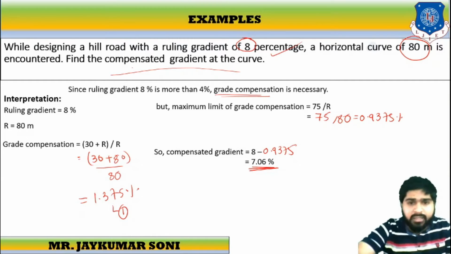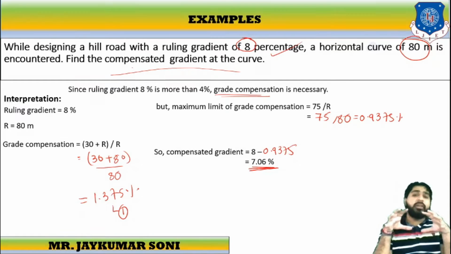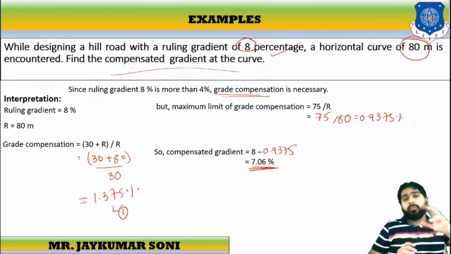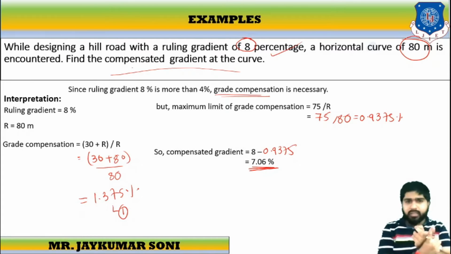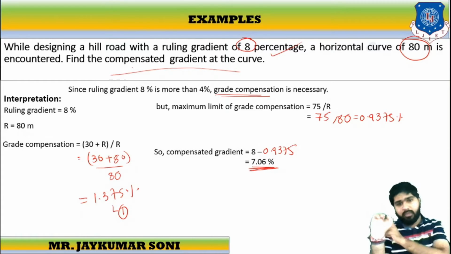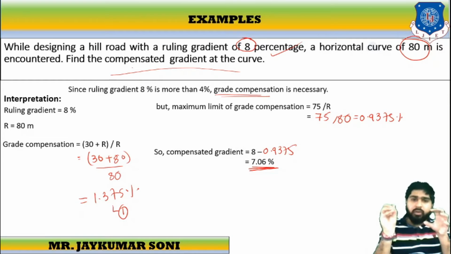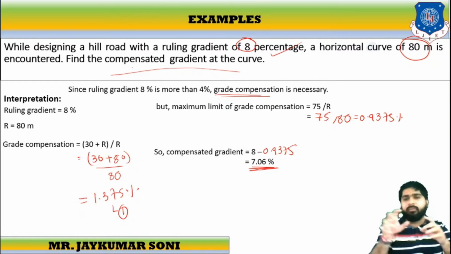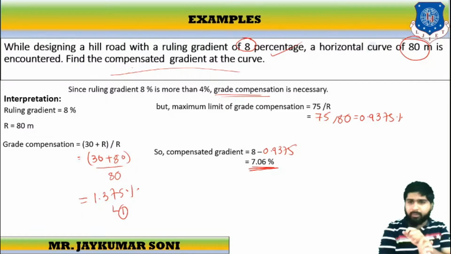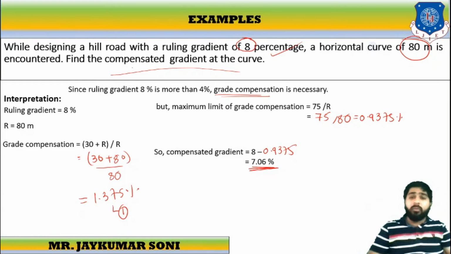So grade compensation means the gradient that you are provided, you have to reduce that gradient. To reduce that gradient, you have to put two equations, grade compensation and the maximum limit. Out of both the values, minimum value you have to choose. So majorly we will choose the maximum limit of grade compensation. That is 0.9375 and that comes as 7.06 percentage. So this is how it can be calculated. Got the concept? Okay.